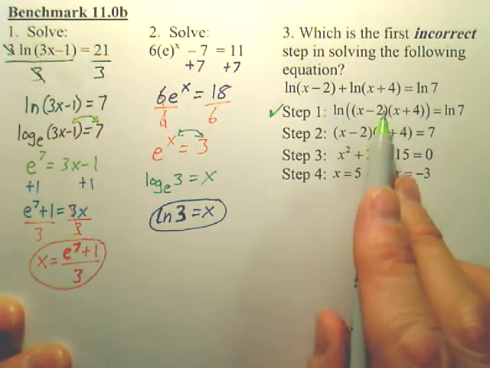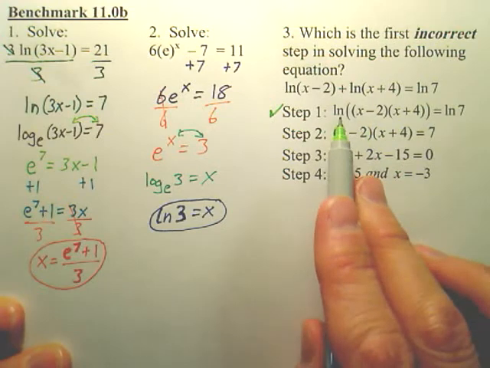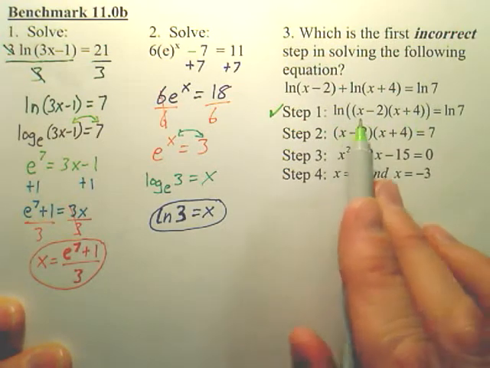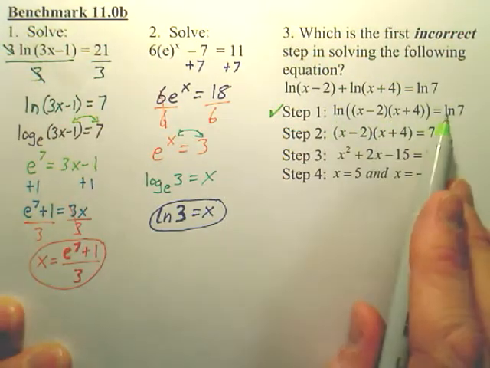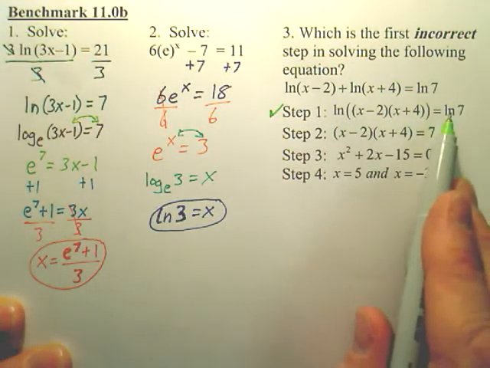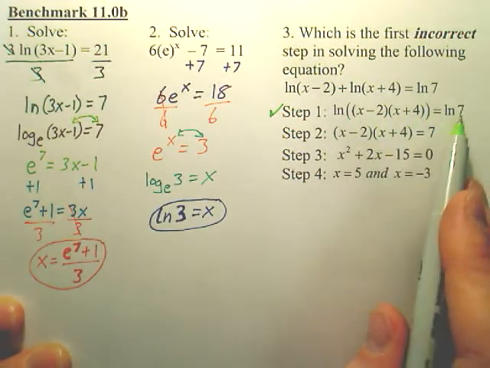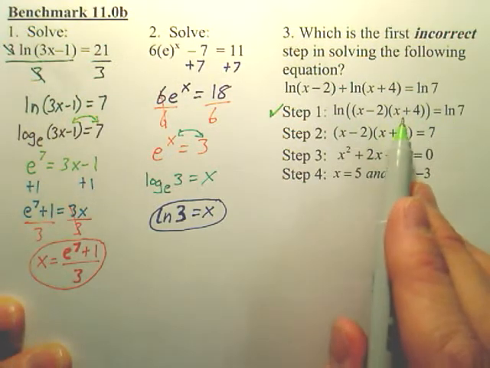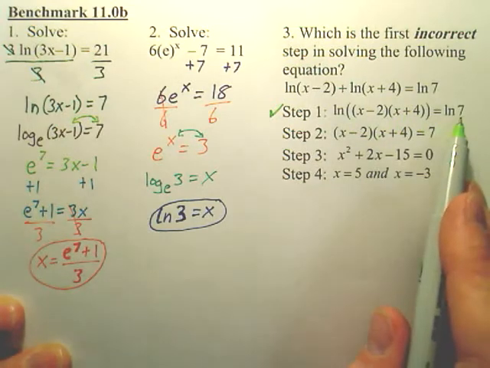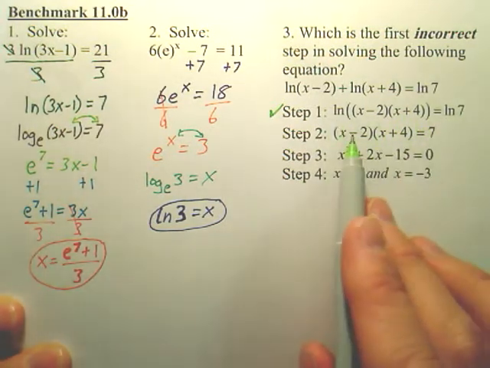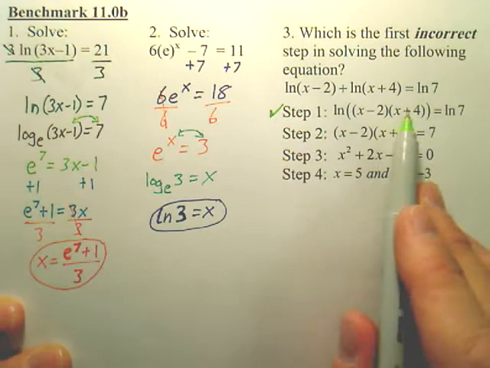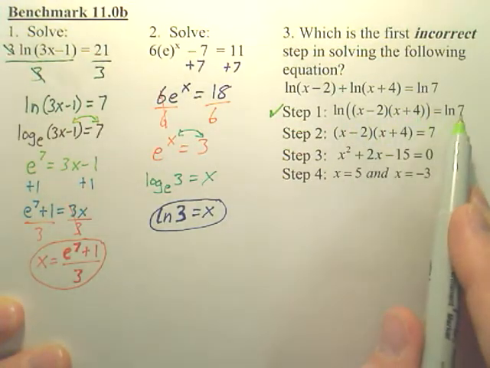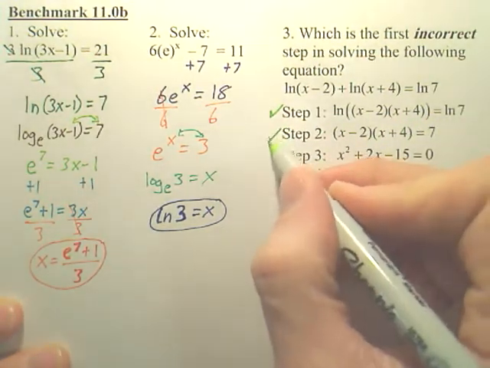From here to here, what did we do? We basically dropped the ln's. Now, can you drop the ln's? You can, because look real quick. If this is ln something and this is ln something, for them to be equal, doesn't what's in here have to equal 7? So can I just basically drop the ln's and make this equal to 7? Thus, they'd be equal. Because if they're both ln, the inside of the ln has to equal the 7 here to make them equal. So this next step is actually perfectly fine.